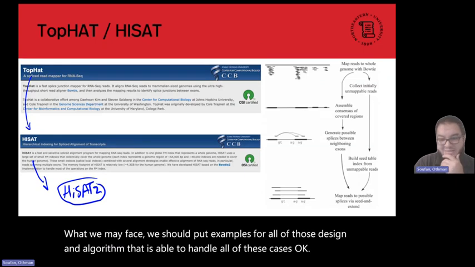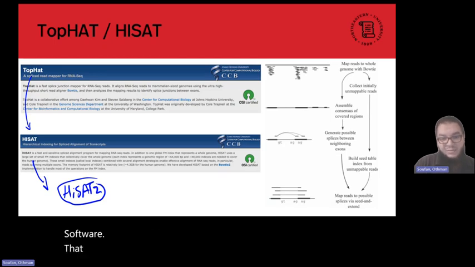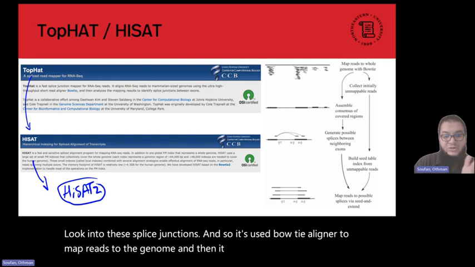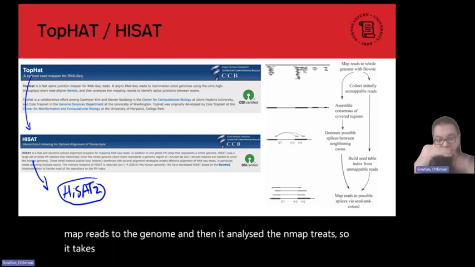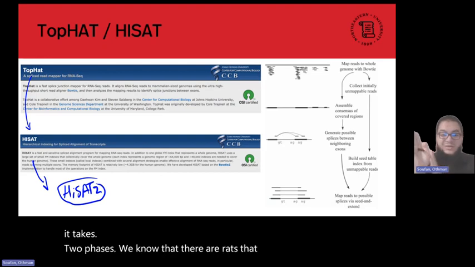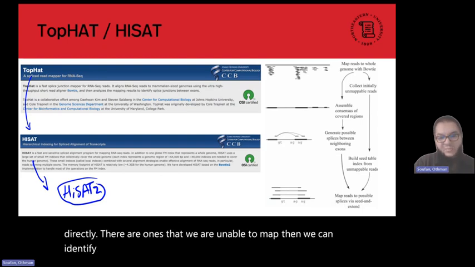So TopHat is this software that is able to look into these splice junctions, and it uses a Bowtie aligner to map reads to the genome, and then it analyzes the unmapped reads. So it takes two phases. We know that there are reads that we can map directly. There are ones that we are unable to map. Then we can identify what could be the possibilities, what could be the splice junctions.